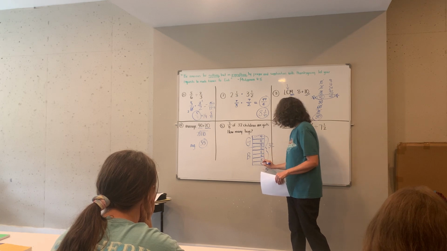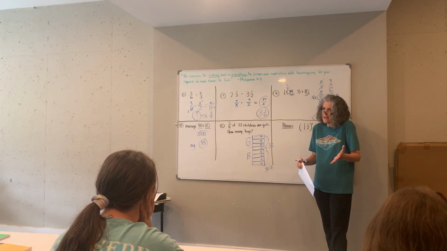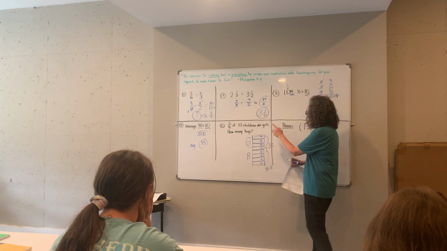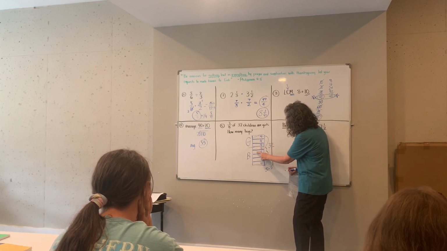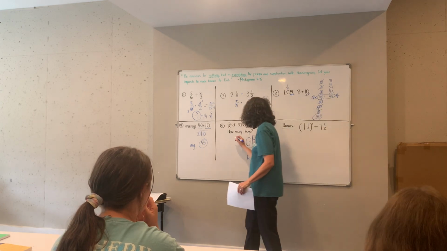So they didn't ask me how many girls there were, so I didn't even have to find that out. They just asked me how many boys there were. So I've got how many boxes of boys? 5. So 5 fours is 20.